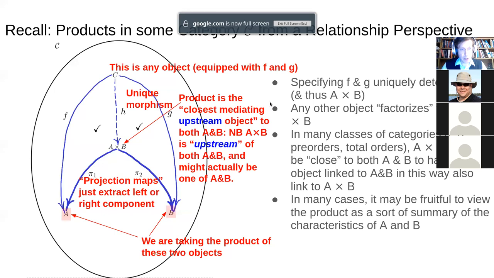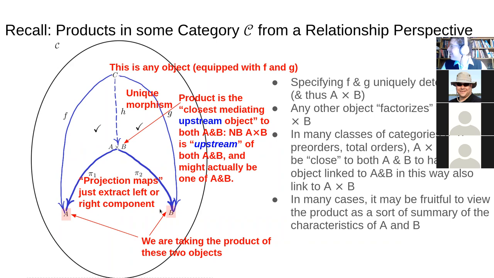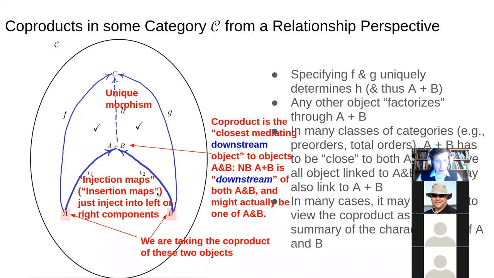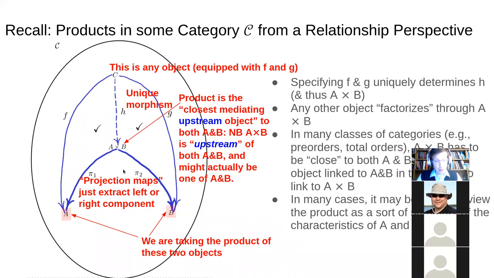But what's the biggest distinction between these two? It's the fact that the morphisms go in different directions. I'll give you a hint. The morphisms go in different directions, okay? The opposite direction. That's why we say it's dual to it. Coproduct is dual to product. Dual in the sense that it's the same lenticular shape. It's just all the arrows are flipped.